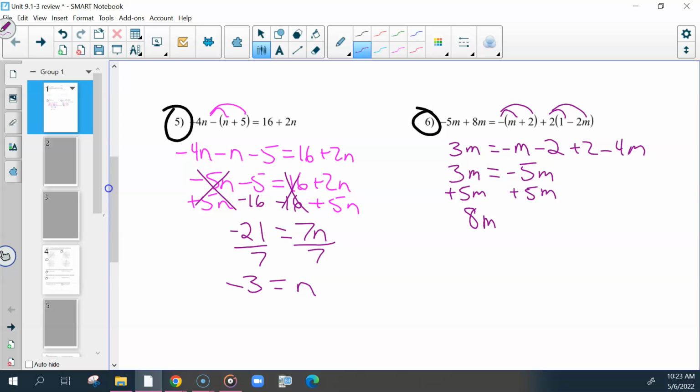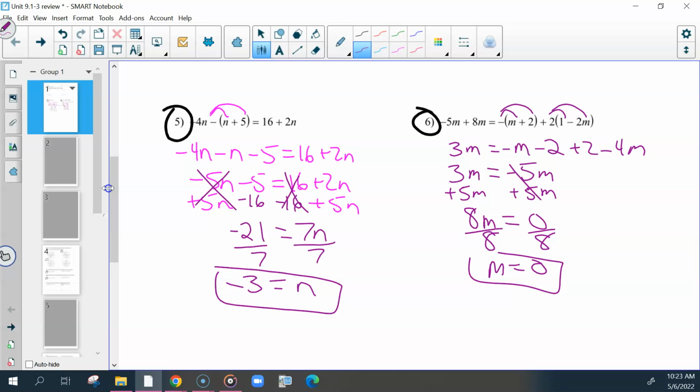So these would be 8m, these would cancel, become 0. Now we have something we can actually solve to get m by itself. Divide both sides by 8, and your m would be 0. Remember that 0 can be a solution. Do we have any questions on that? Does anyone still need this before we move on?